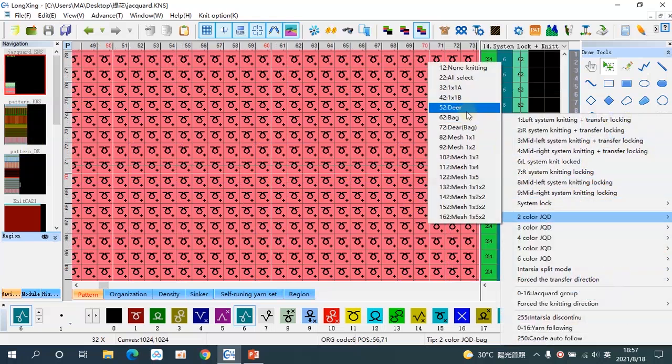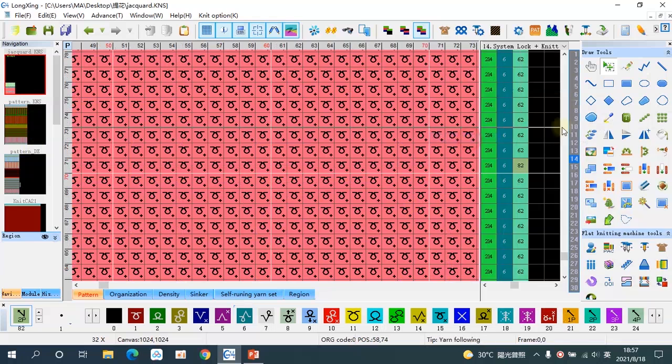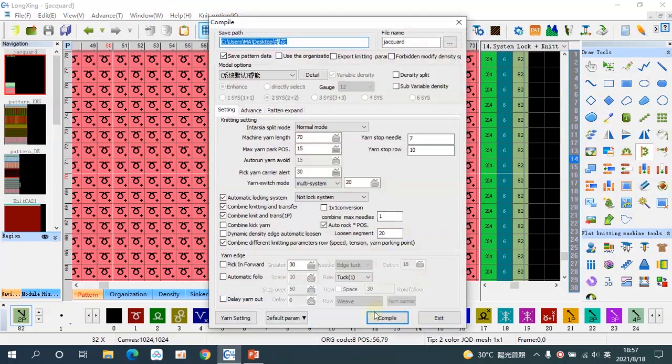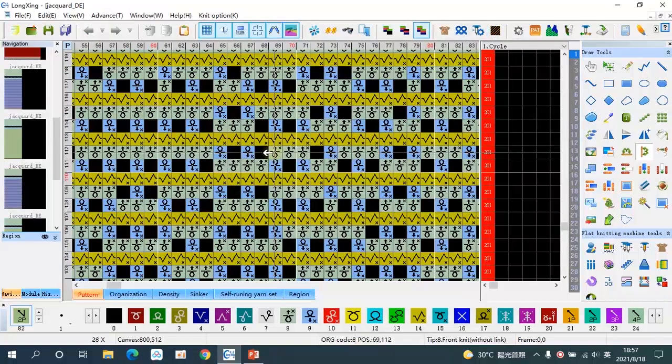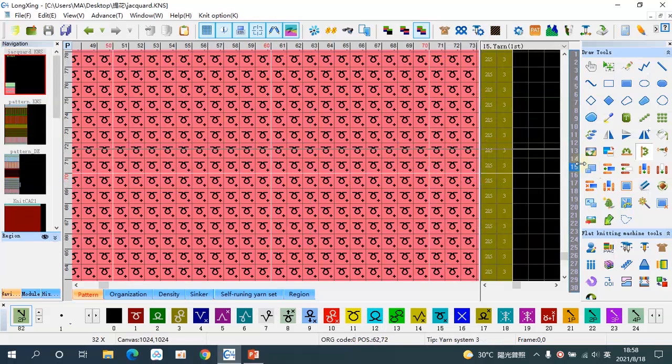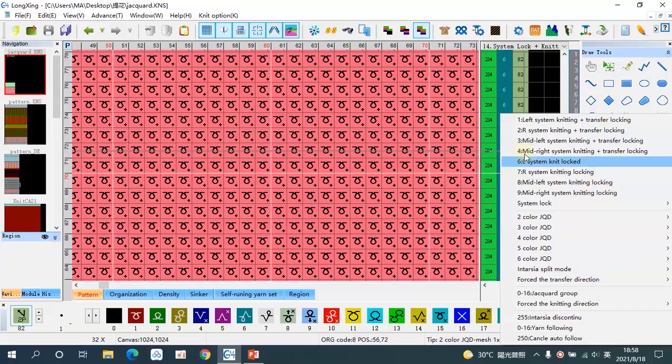Now if we choose match one by one, then we fill those lines, then compile. Now you can see the back organization is like this. The rest of you can try by yourself.